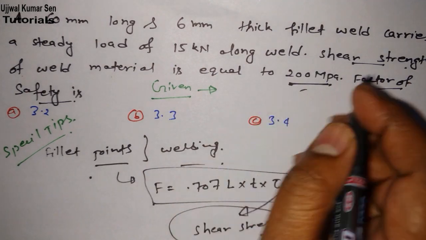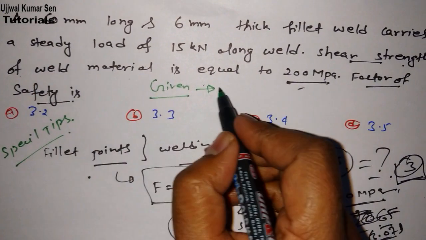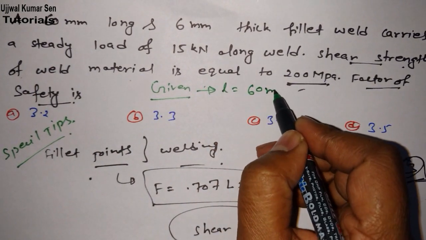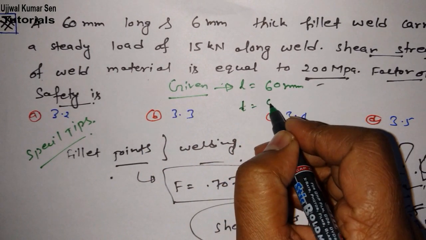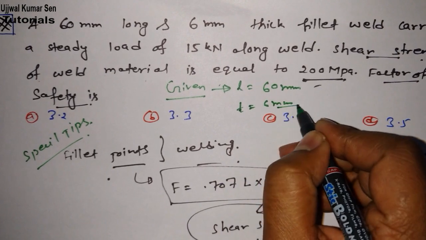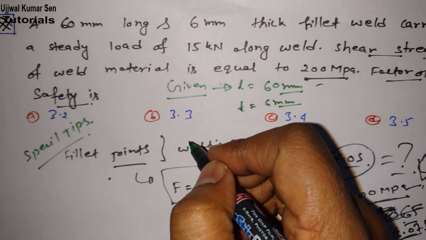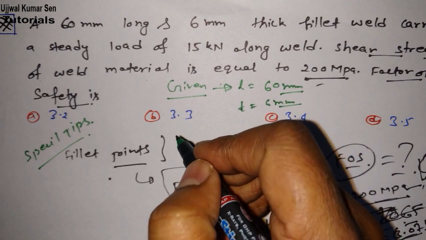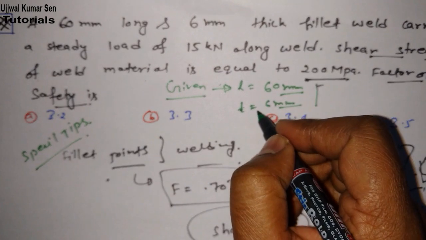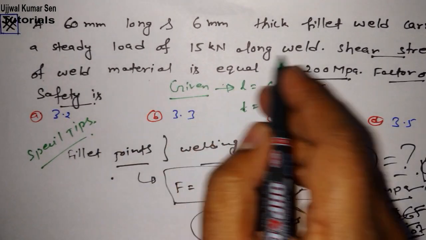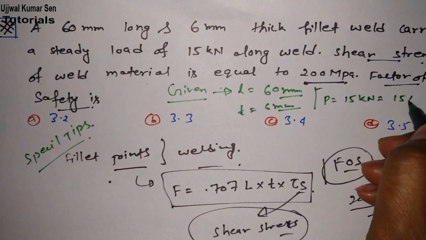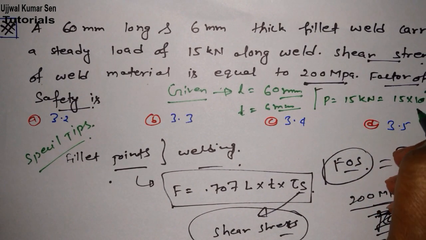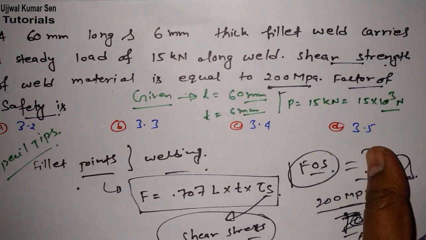Alright, so what is given in this question: length of that weld is 60 mm, and t is 6 mm. Always consider the unit, otherwise you will make a mistake, my dear. Now we have given length and thickness. Now let's say load, P is equal to 15 kilonewton. That means 15 multiplied by 10 to the power 3 Newton. So this is the load, right?